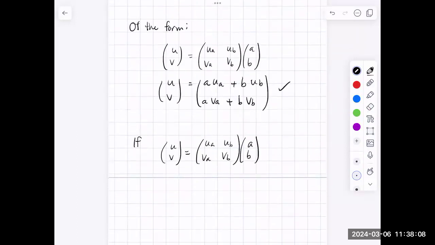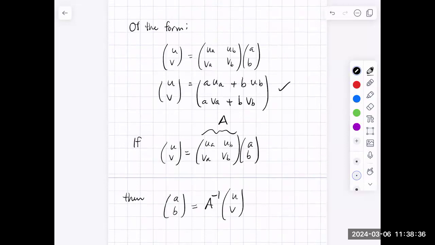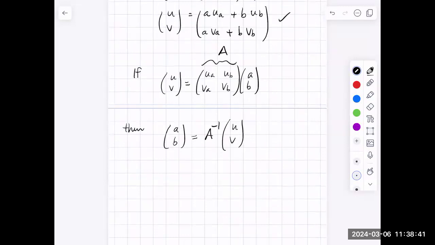So if this is true, then what we want is these unknowns. I can just multiply by the inverse of the square matrix to isolate AB. So then AB must be equal to, if I call this matrix A, the inverse, A inverse times UV. Does anyone know what's the, yeah, go ahead. How do we know that that's an invertible matrix? So how do you know if your matrix is invertible?